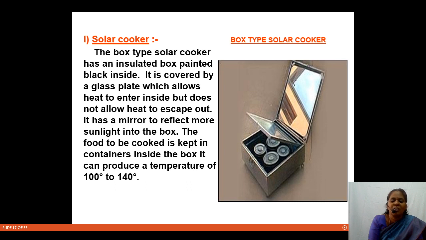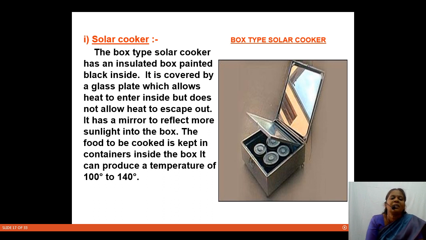For insulating material, we have to take wood, thermocol and the like. Inside, as can be seen very clearly, the color is black; we have to do the black paint. The box is covered by a glass plate, a lid made of glass, which allows heat to enter inside. From the sunlight the heat will enter, but whatever heat is produced inside the box cannot escape out.